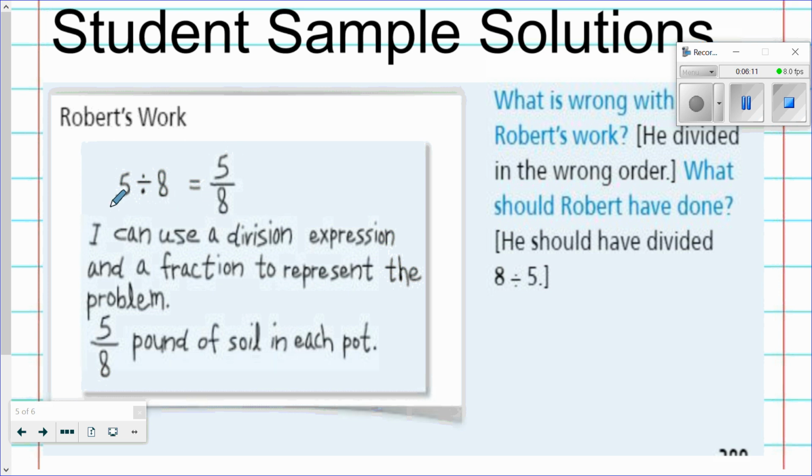The way Robert has written this, he's written it like this would be 5 pounds of soil going into 8 flower pots. And that's not what the information says in the problem. So he wrote this backwards when it should have been 8 divided by 5. So he made an error there, which his answer is showing that each pot would need 5/8 of a pound of soil, which is incorrect.